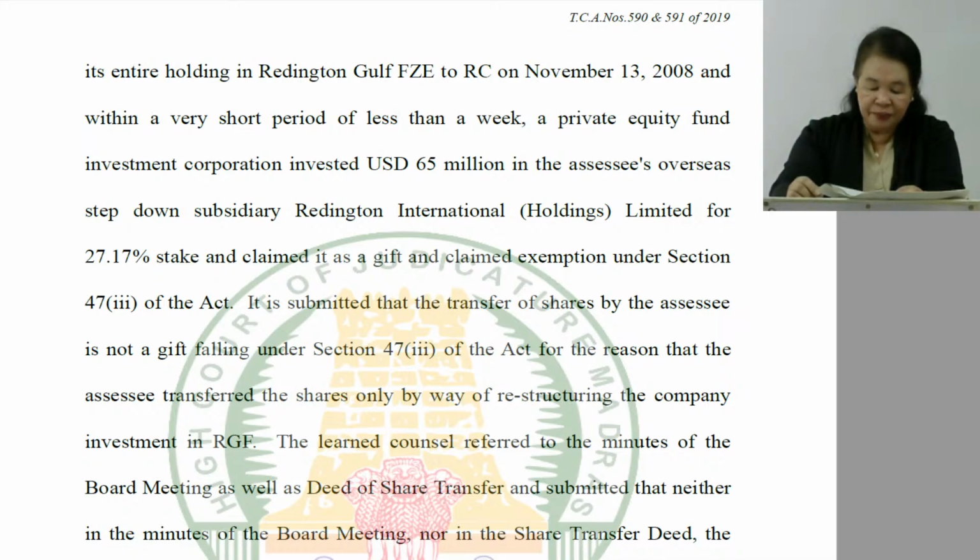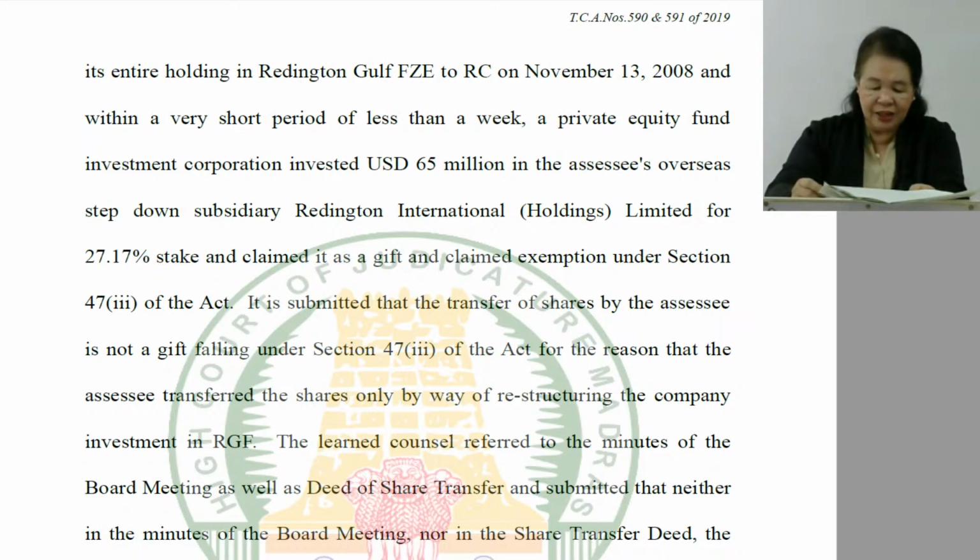Ito yung Redington International Holding Limited for 27.17 stake and claim it as a gift. No? And claim exemption under Section 47 of the Act. It is submitted. The transfer of shares by the assessee is not a gift falling under Section 47. Ito naman yung contention ng tax authority. Hindi siya gift, no?